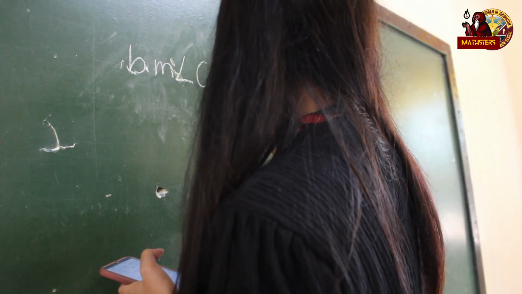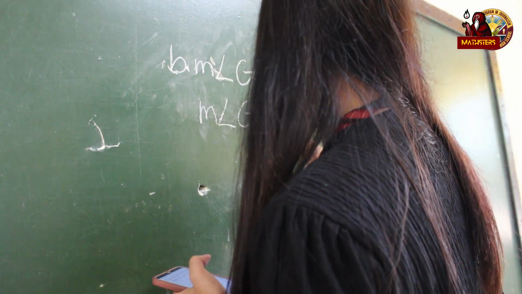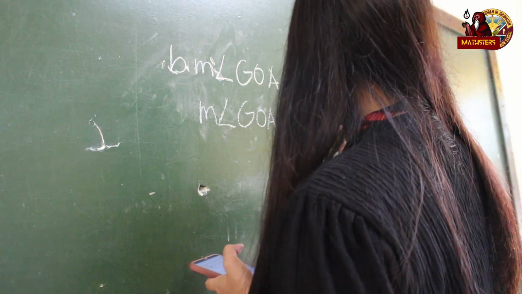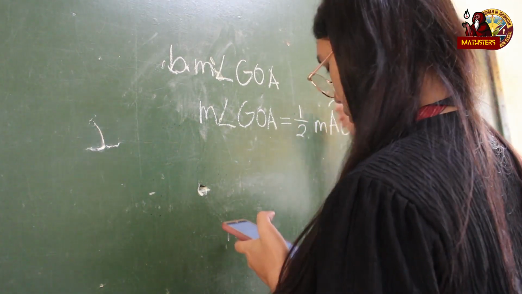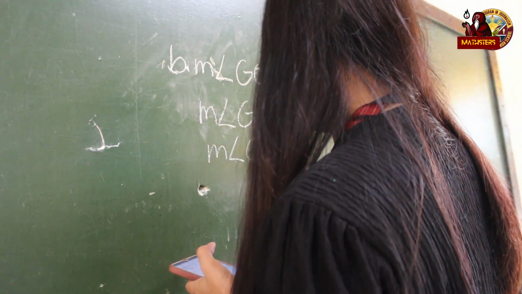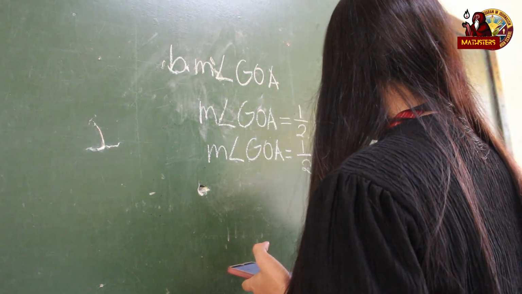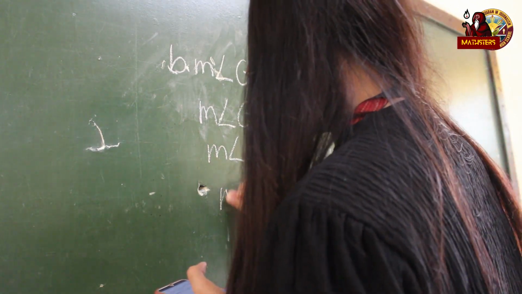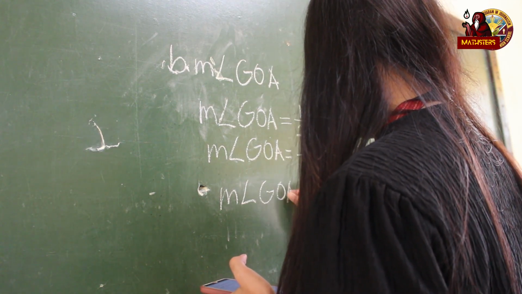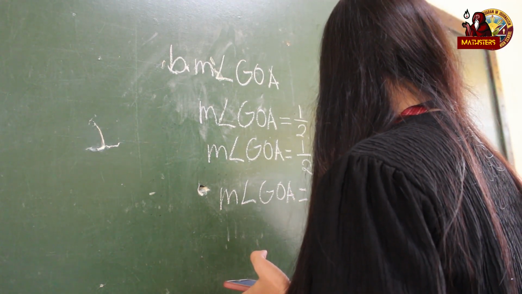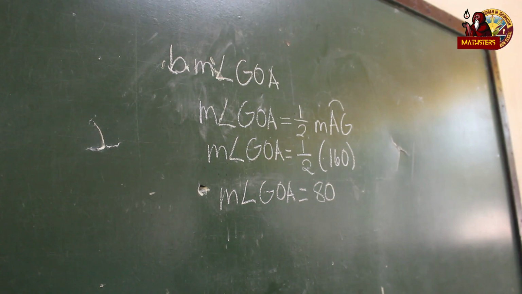Measure of angle GOA. The equation states that the measure of angle GOA is half the measure of arc AJ. You substitute the value 160 degrees for arc AJ. The equation is then simplified to the measure of GOA equals 1/2 times 160 degrees. To find the measure of angle GOA, we multiply it by 160 degrees, resulting in the measure of angle GOA equals 80 degrees.